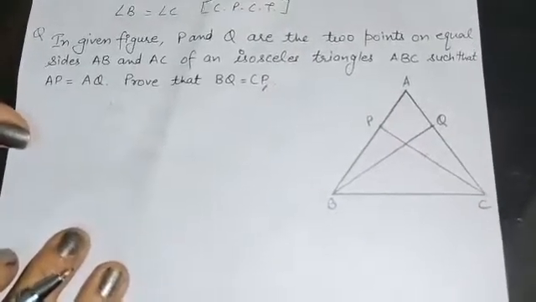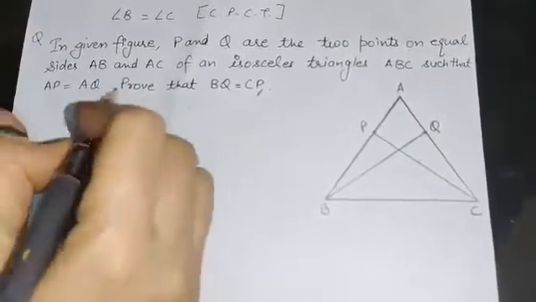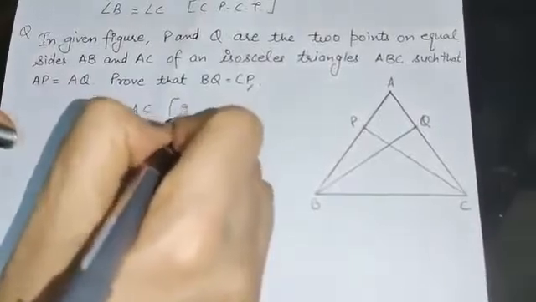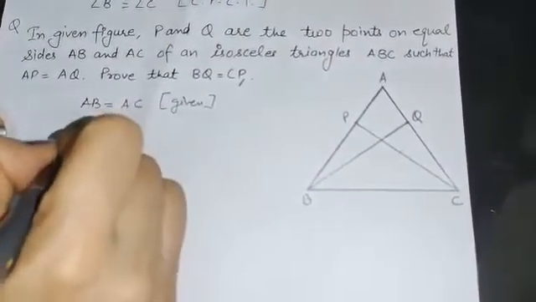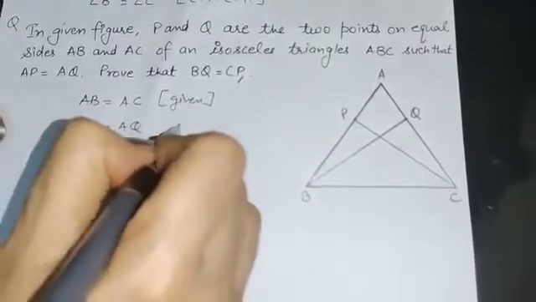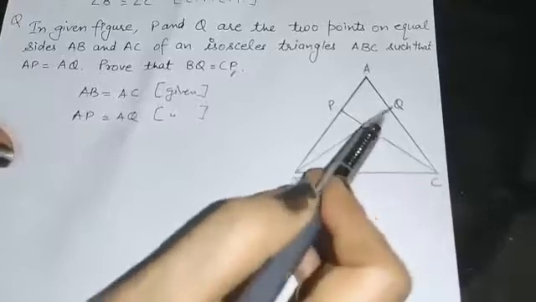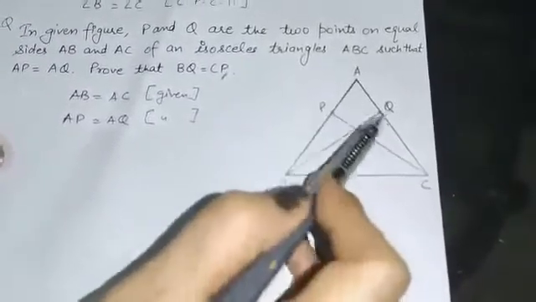and AC of an isosceles triangle ABC such that AP is equal to AQ. Now what is given to us? AB is equal to AC, that is given to us because these are the sides of an isosceles triangle, and AP is equal to AQ, that is also given to us. Now we have to prove BQ is equal to CP. Now BQ and CP are parts of the triangles APC and AQB.